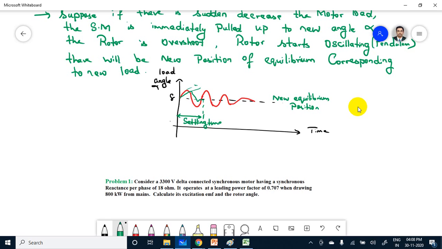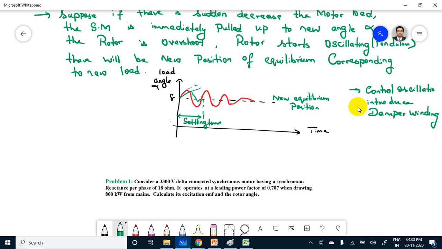Another one, the field winding, is available in the rotor. I have not introduced any additional winding there, because I have to avoid this oscillation. I have to control this oscillation. So how to control this oscillation? In the stator winding structure itself, we have to introduce damper winding. This damper winding will minimize the oscillation.